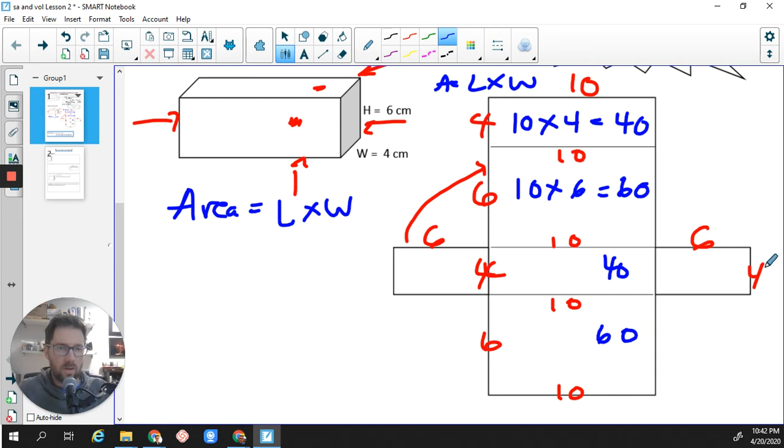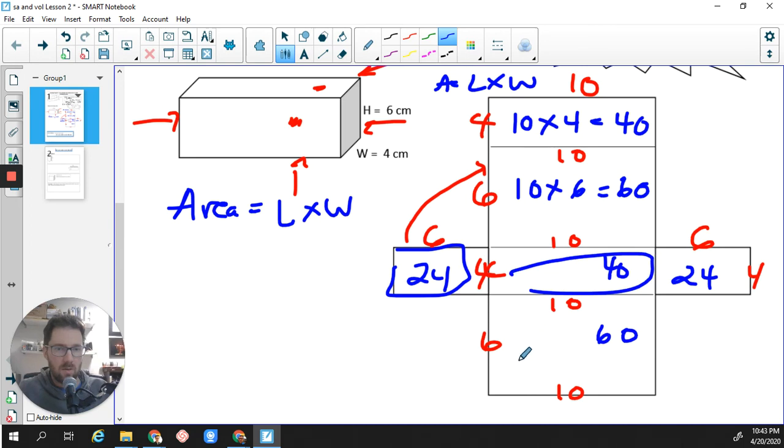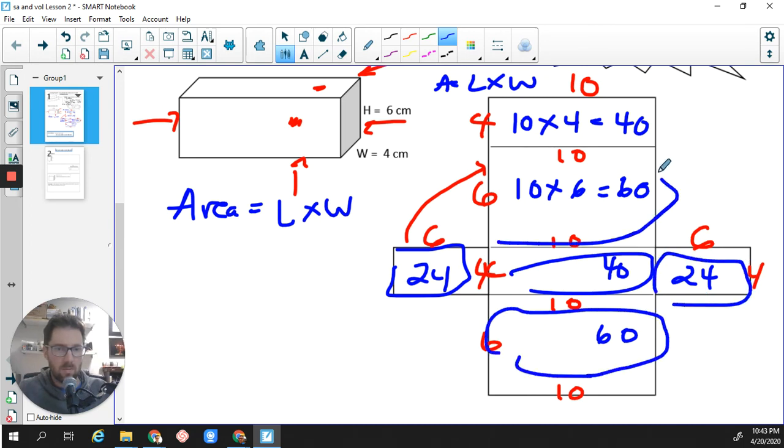Okay, now we've got these two left on the sides. So we've got 6 times 4, which is, that's right, 24. And 24. Okay, so now we've got the area of each one of these boxes, right? We have this box, and we have this box, and we've got this box, and we've got this box. You get the picture. Okay, we've got each individual box. That's the messiest boxing ever, but it's okay.